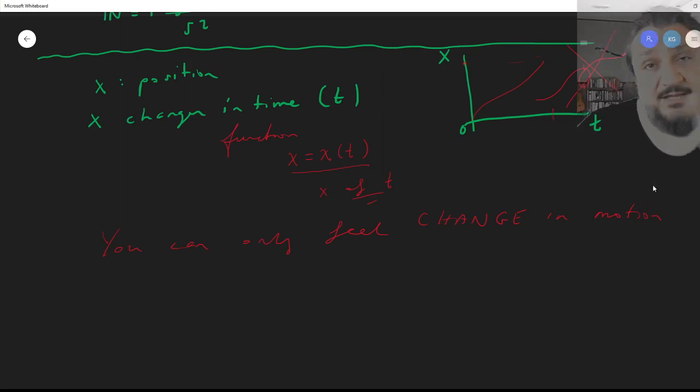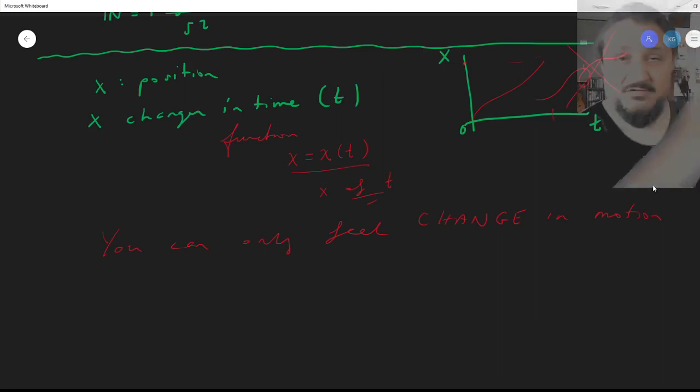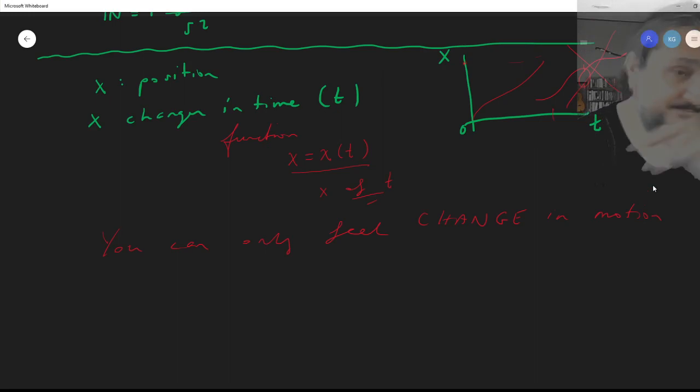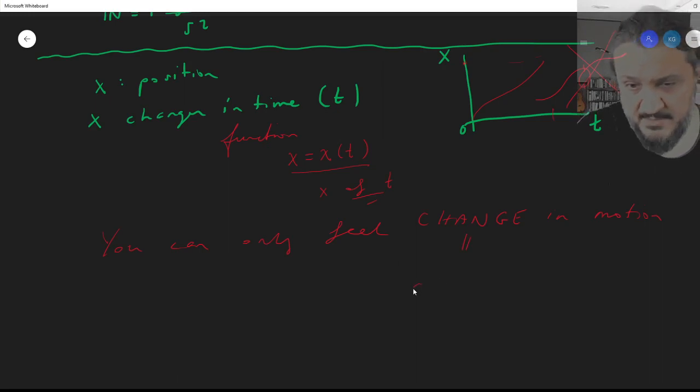And then you will tell, hey, okay, I know where the engine is, where the nose of the spaceship is, and so on. All right? So you can only feel the change, all right? So, change in motion means change in velocity. Change in V, okay? V with an arrow, that stands for velocity.